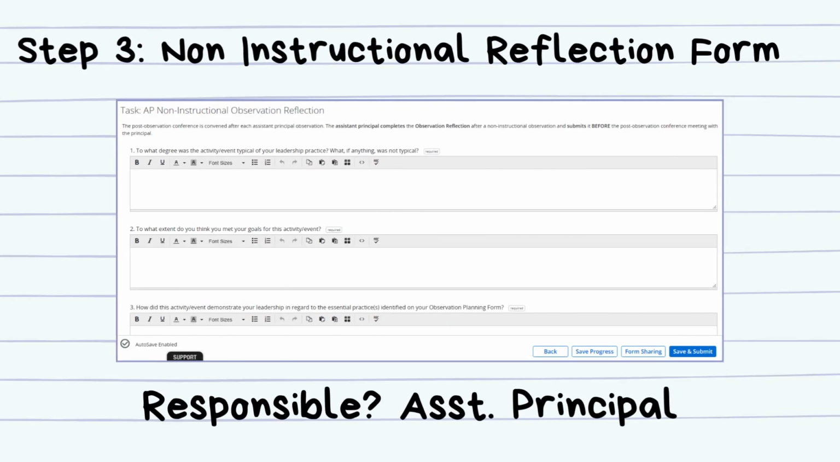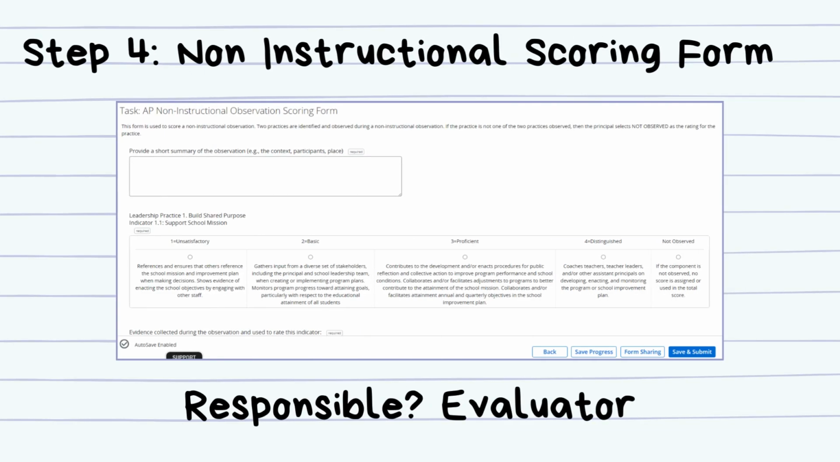The third step is the non-instructional observation reflection form. After the non-instructional observation meeting is scheduled and held, the assistant principal will detail in this form how the observation meeting went. The fourth step is the non-instructional scoring form.